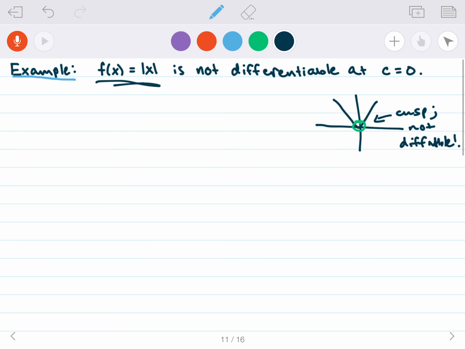It's not hard to show that this guy is continuous at x equals 0. If we look at the limit as x goes to 0 of f of x, well, we can just see from the picture that this is 0, right? So this is equal to f of 0, which is 0. Not too hard to see that is true. So let's show that it's not differentiable at 0.